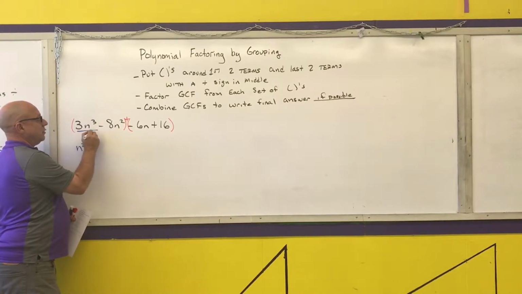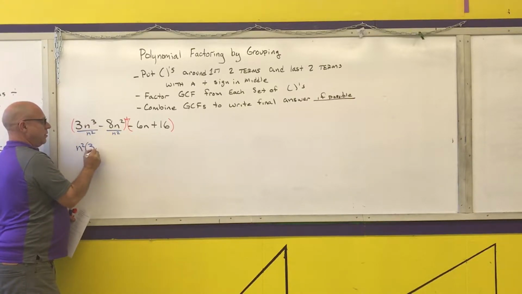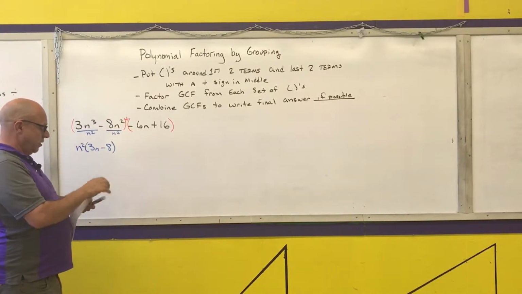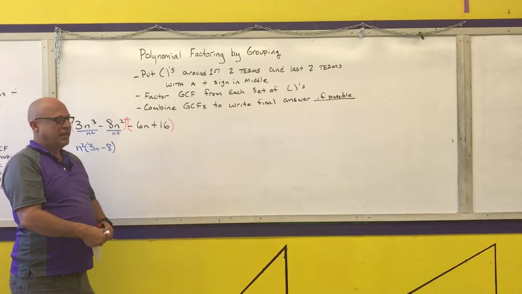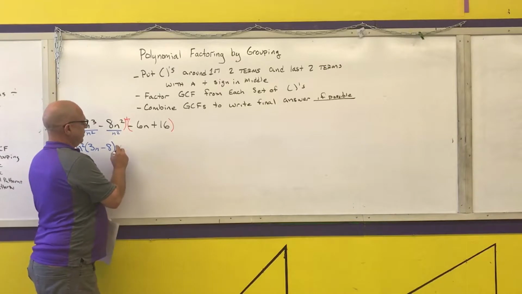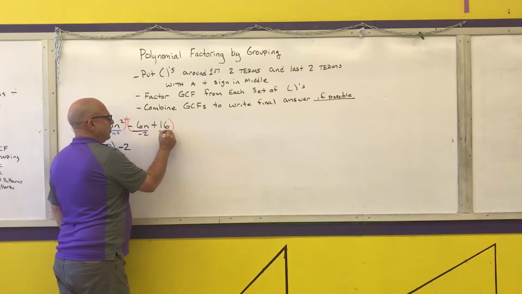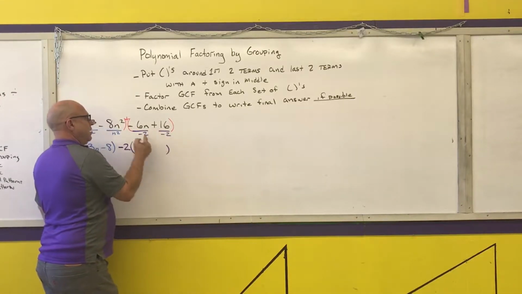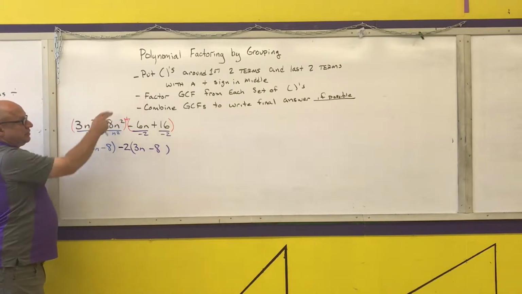Then I do the division, and I get 3n minus 8. Then I do the same thing for the second group. The biggest number that goes into 6 and 16 is 2. And when I did the factoring by GCFs, I said if the first term is negative, you're going to pull the negative out. So I'm going to pull negative 2 out. Then I do the division. Negative 6 divided by negative 2 is a positive 3n. 16 divided by negative 2 is minus 8. So I've done the second step.